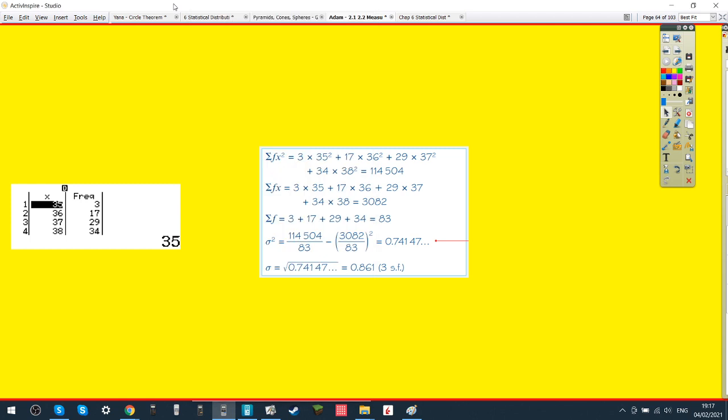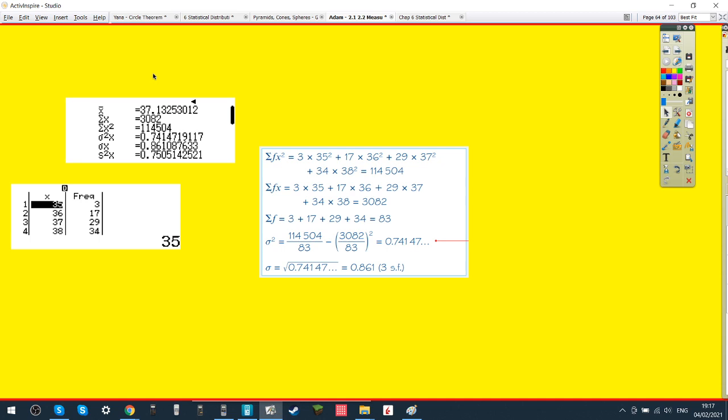What are the other values of interest? X bar is 37.1. What does that represent? X bar is the mean. Sigma x is all the X's added together with their frequency. What's the variance? The variance is 0.74. That's it, standard deviation squared. Standard deviation is more important. Okay, great.